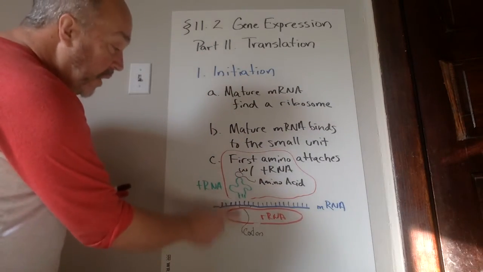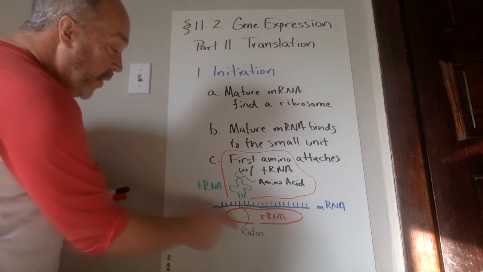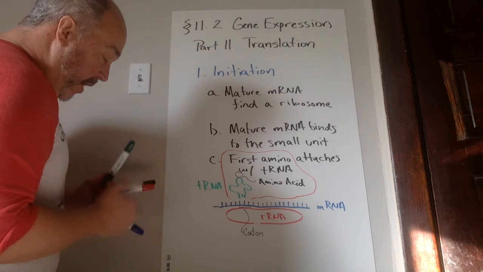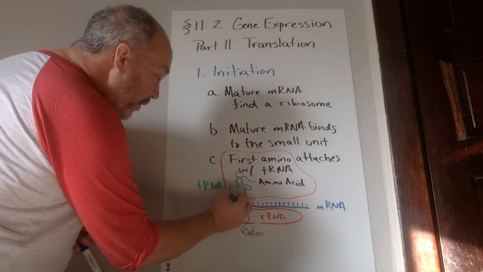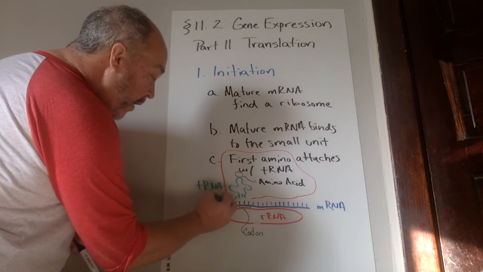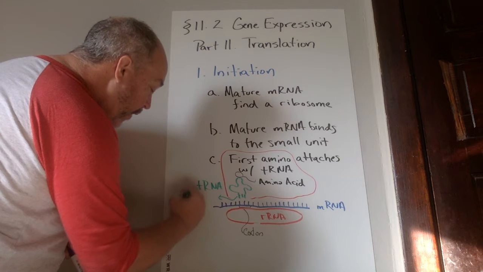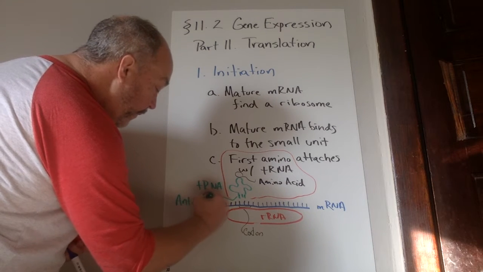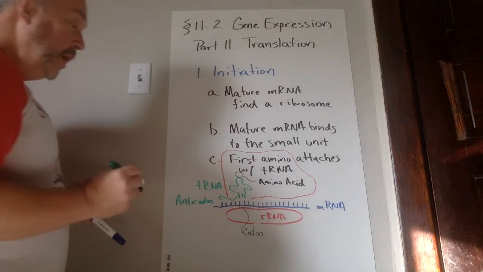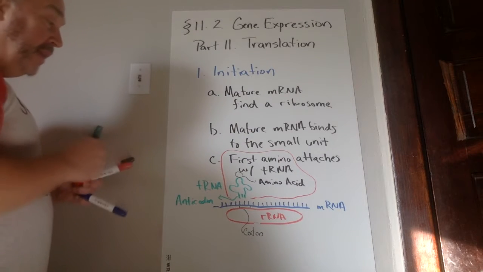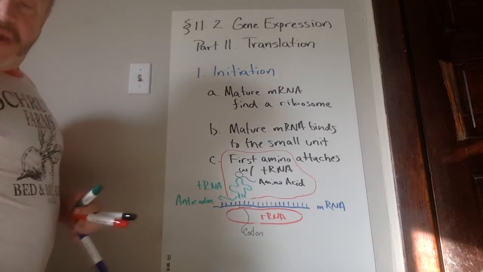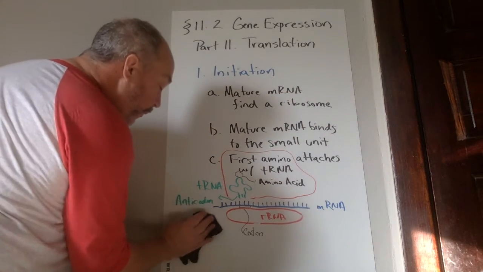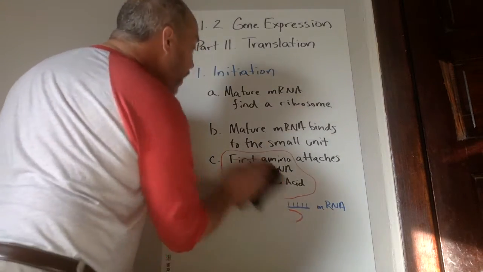Well, the way the tRNA knows where to go, this is the anticodon. This is the codon on the mRNA, but the 3 letters that are with it that are complementary are the anticodon. So mRNA finds tRNA because codon will match anticodon. So let's take a look at that a little bit more.